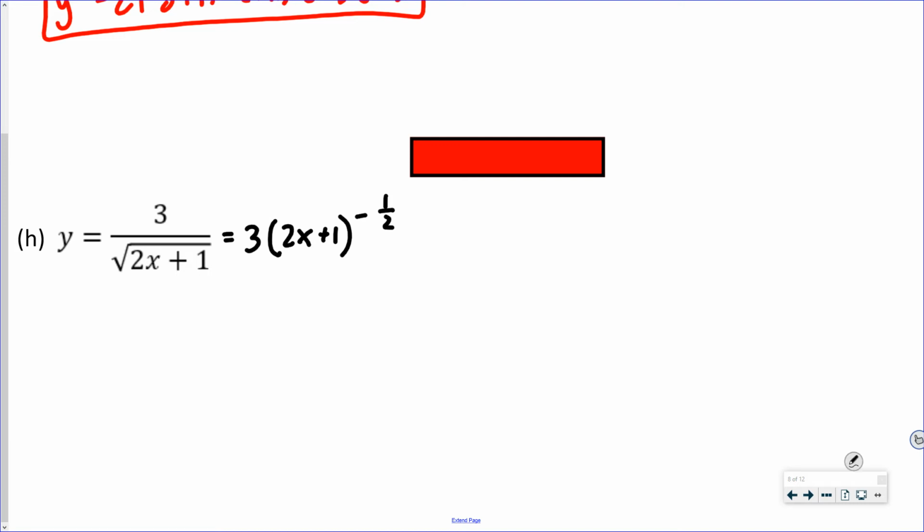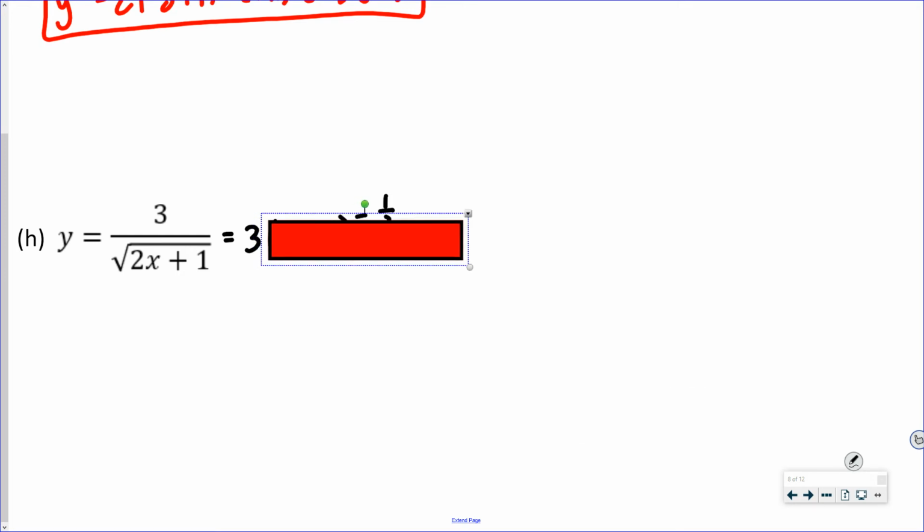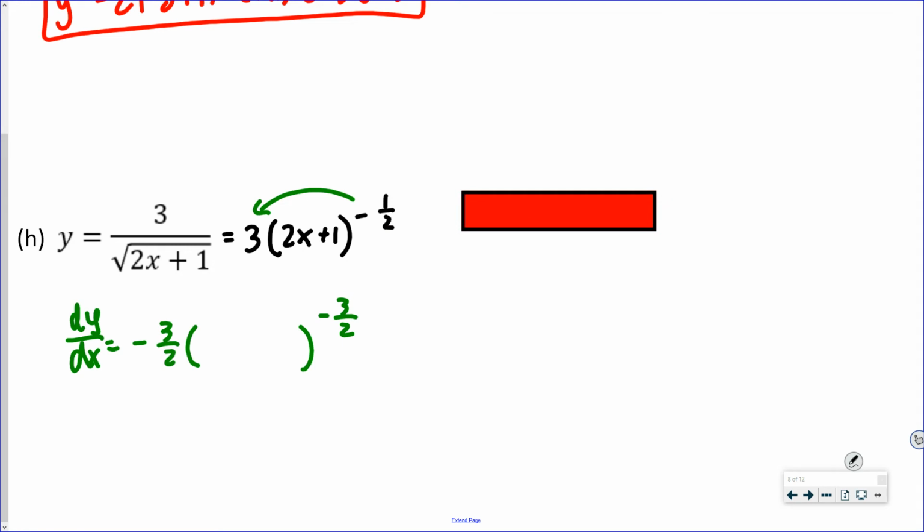So my inside is 2x plus 1. And my outside is 3 red box to the negative 1/2 power, over 3. So trying to find the derivative of that: multiply the power in front, that's negative 3/2. Red box, drop 1 from the power, negative 1/2 minus 1 is negative 3/2. Keep what's inside the same. Multiply by the derivative inside, which is just 2.